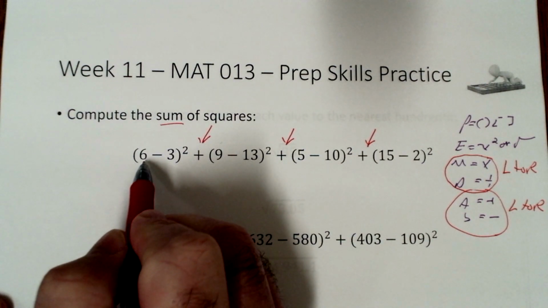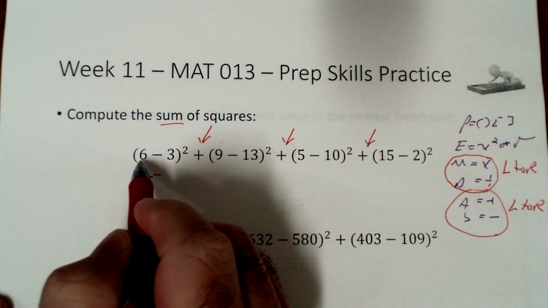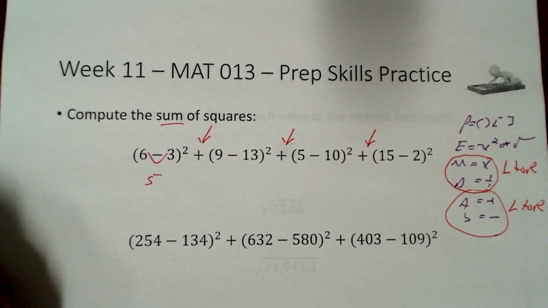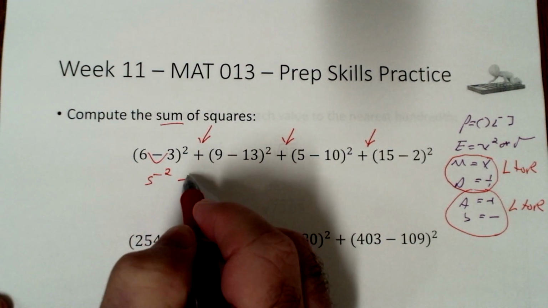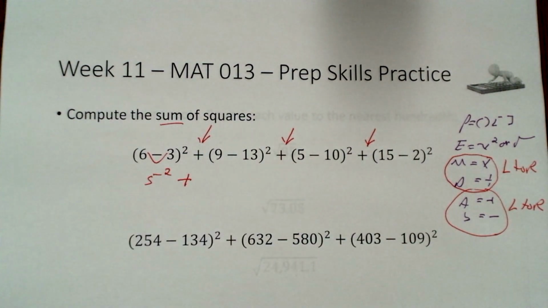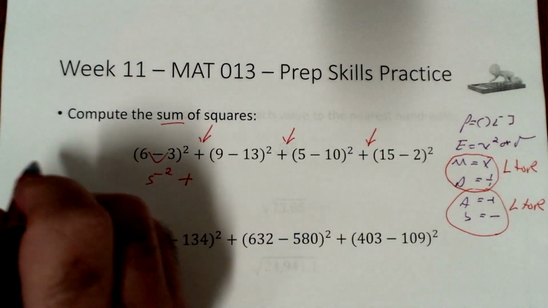We'll rewrite all this. So 6 minus 3 is 5. Okay, so this has become that. Do we need the parentheses anymore? No. So we're going to take that to the second power. Plus, let's see, 9 minus 13. Hopefully we recall when we're adding or subtracting numbers with different signs.